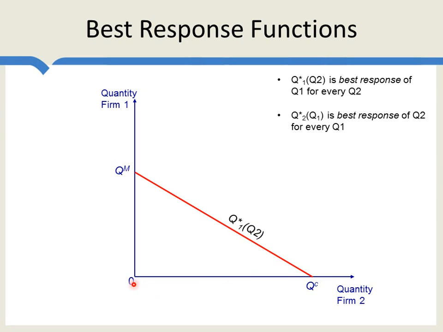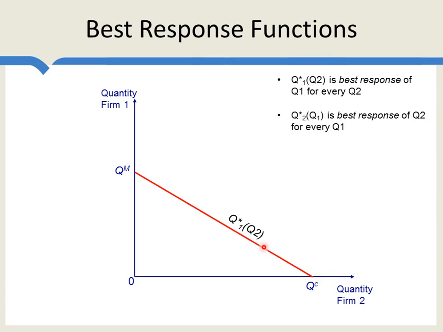So for example, we already showed that if Q2 is equal to 0, if firm 2 produces nothing, then the best response of firm 1 is to produce the monopoly output. Similarly, if firm 2 were to produce the competitive output, that is, if firm 2 were to drive prices down to costs, then the best that firm 1 can do is to produce nothing. There's no profit in doing anything else.